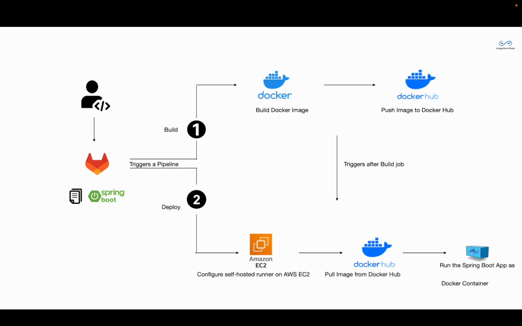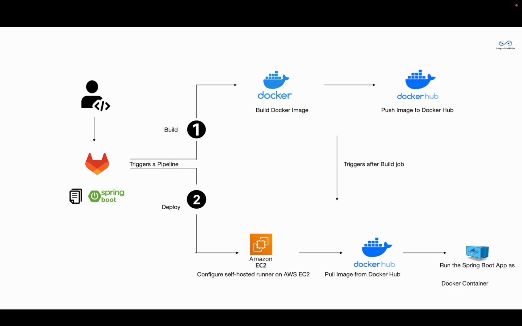So let's see how we are going to set this up. The setup will be very simple. We'll have a simple Spring Boot application hosted on a GitLab repository. Once a user commits to a specific branch, we are going to trigger a pipeline. That pipeline will have a couple of stages. In GitLab we have stages, and those stages have multiple jobs. Those stages will be a build stage and a deploy stage. The build stage will have a build job, and the deploy stage will have a deploy job. Both will do their respective work.